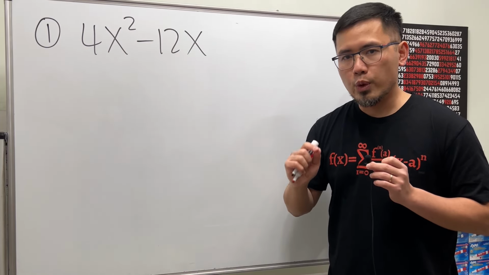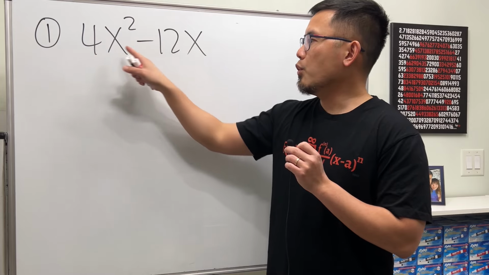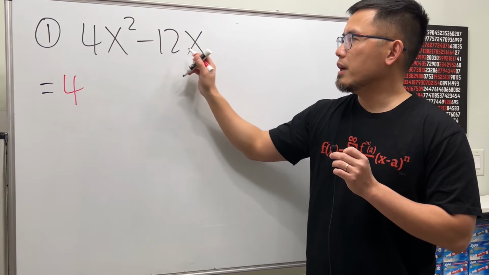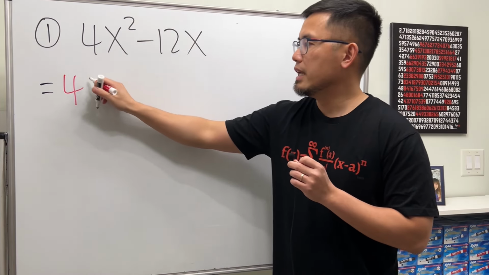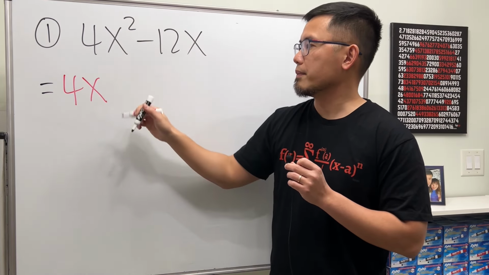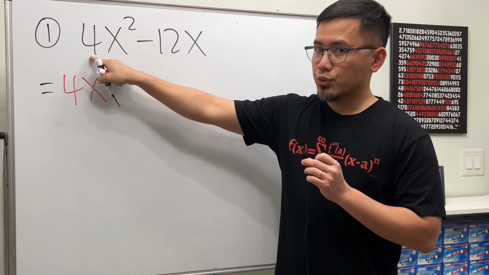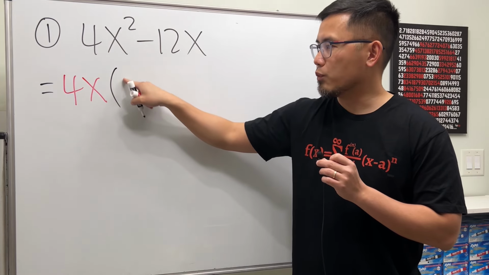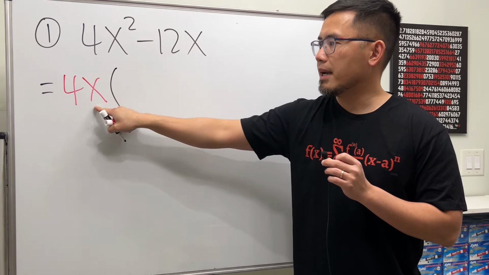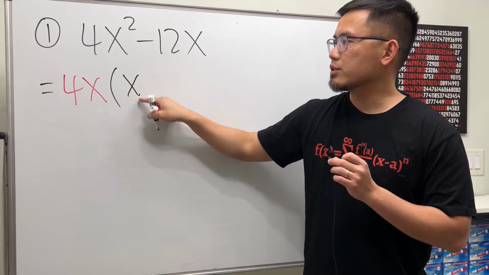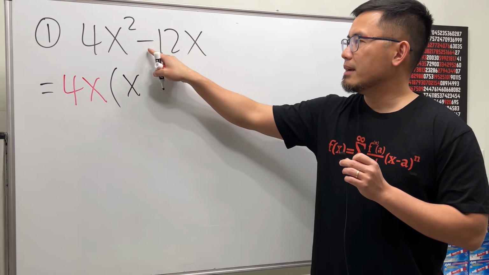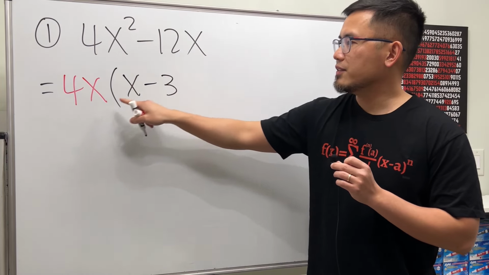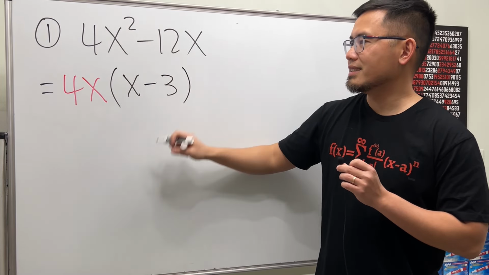We can factor out the greatest common factor. For the 4 and 12, we can factor out the 4. And then for the x squared and x to the first power, we can factor out x to the lower power, which is 1. Just do this. 4x squared divided by 4x: 4 divided by 4, we have 1. x squared divided by x to the first power, we have x to the 1 more power here. And then minus 12 divided by 4 is minus 3. x divided by x is just 1, so that's it.